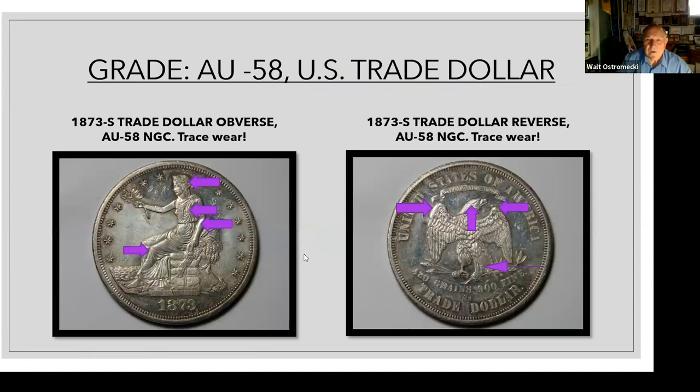Here's an AU58 trade dollar. Take a look at some of the detail in the head. Breastplate. The arm now, especially on the right side, is beginning to show wear. A little bit of work on the reverse on the tip of the top part of the eagle. The outer wing feathers, the tips. And down here with the arrows, make sure those arrows, especially on the reverse, show. And of course, the designs.